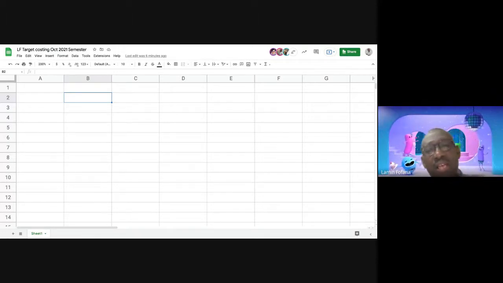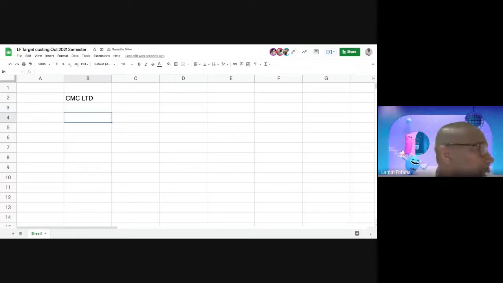Before we answer any question in accounting, we have to write the name of the company, and the name of the company is CMC Limited. That should always be your heading. Then what's the heading of the statement you are expected to prepare? You need to write that as well. You're trying to calculate the target cost, so the statement you are preparing is called a target cost statement.